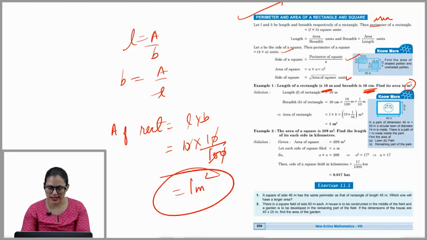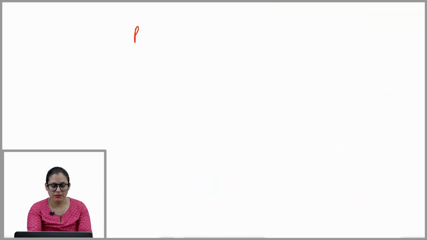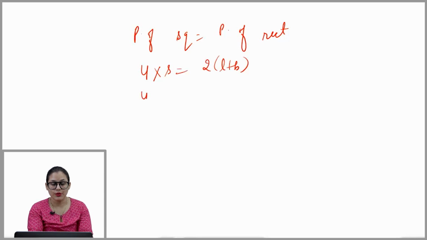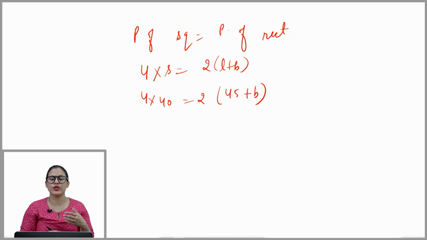Let's do exercise 11.1. A square of side 40 meter has the same perimeter as that of a rectangle of length 45 meter. Which one will have a larger area? See what is given. Perimeter of a square is equal to perimeter of rectangle. Perimeter of a square is 4 into side, perimeter of rectangle is 2 into length plus breadth. Side is 40 meter, length is given as 45, breadth is not given. We have to find out which one has a larger area, but first we should know what the breadth is.